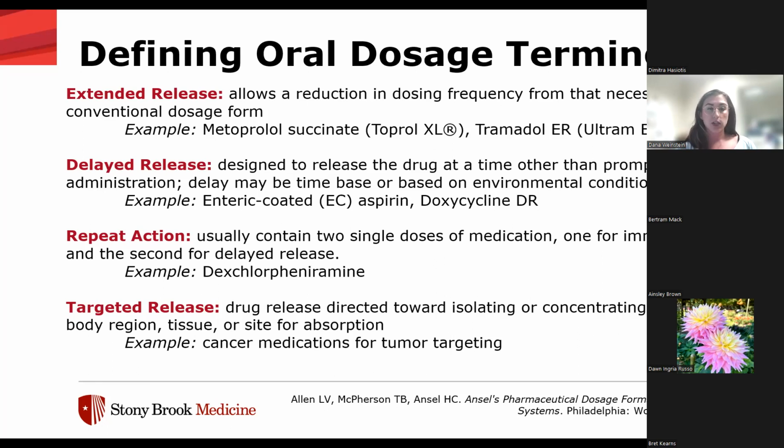And then lastly, we have targeted release. So the drug release is directed towards a specific body region or tissue. And we would want that for a reason such as cancer medications, because we would want it to target the tumor as opposed to the entire body.